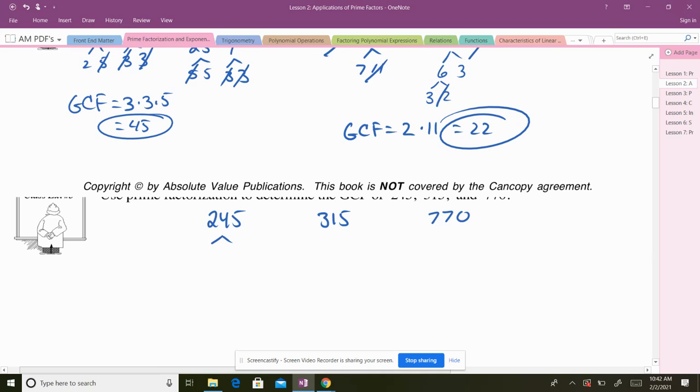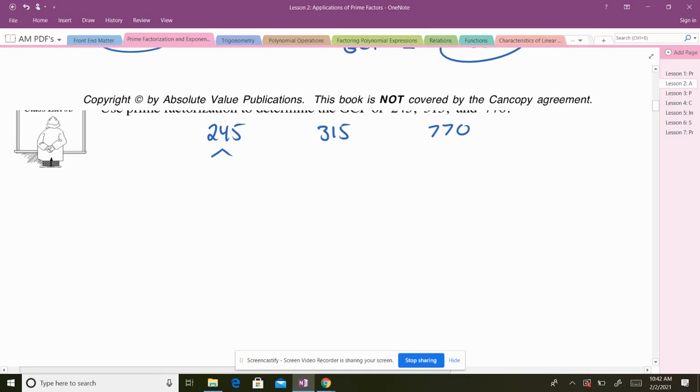So you break down each one. So what multiplies to 245? 5 and 49. Prime factors? 7 and 7. All right, 315. 5 and 63. What multiplies to 63? 9 and 7, and 9 is 3 and 3.